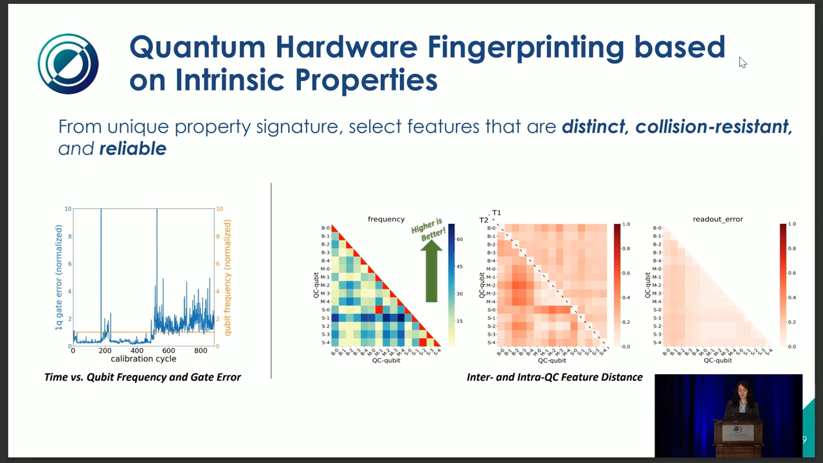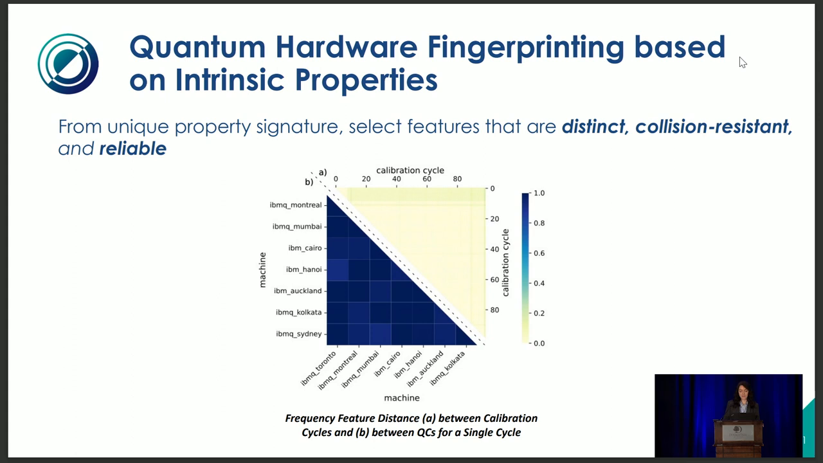So these include information for 3 5-qubit machines. And we see that frequency, as opposed to coherence time, T1, T2, and readout error, has a lot of those desirable features of being distinct, being collision resistant, and reliable over time. And we can especially see the reliability over time in this second analysis, where we look at larger machines and we see that the distance between calibration cycles is very low, so we have consistency over time. However, our distances between devices is very high, and that's something that is very desirable for a hardware-based fingerprint.